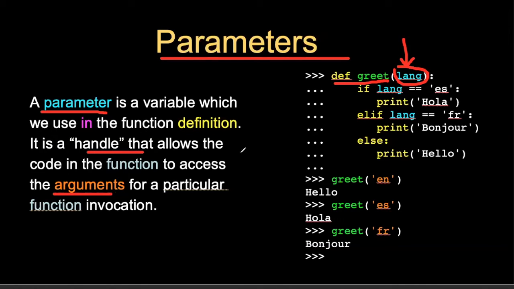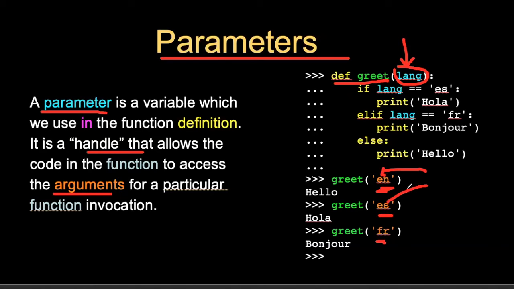It is a handle that allows the code in the function to access the arguments for a particular function invocation. True, because in this case, what is en? En is an argument. So what is es? Es is an argument. So fr is also an argument. But lang, L-A-N-G, as you recall, Python does not have any type associated with it. So whatever the type of that variable is, in this case a parameter, is what gets passed in, right? So you can say that this lang is of class str. So if you do a type of lang, you're going to see class str, which signifies string. So this en, es, fr, these are language notations here. They are strings. So this is an argument, okay?